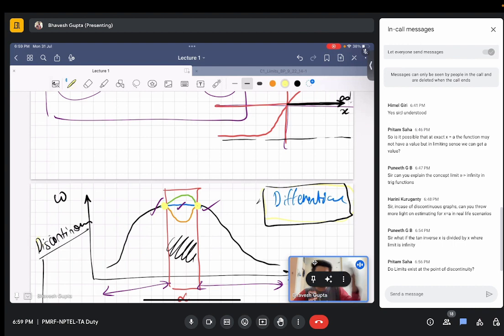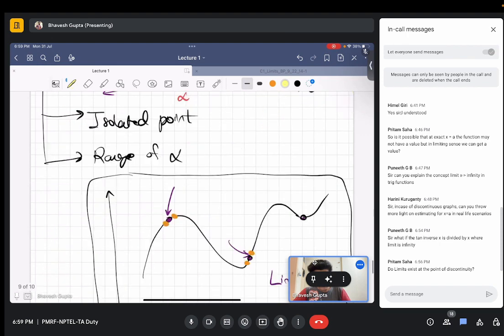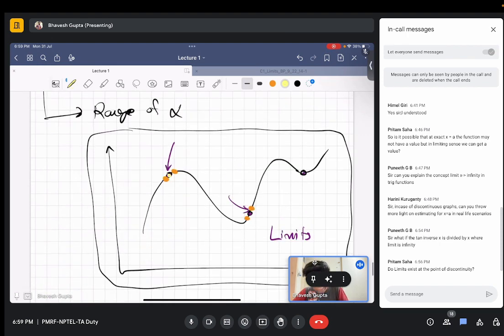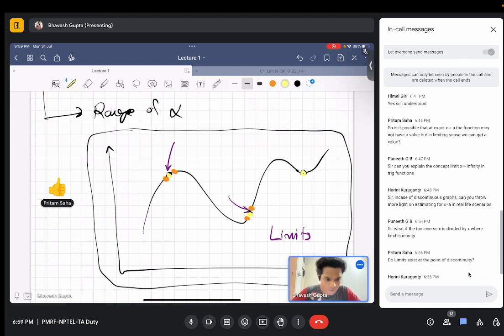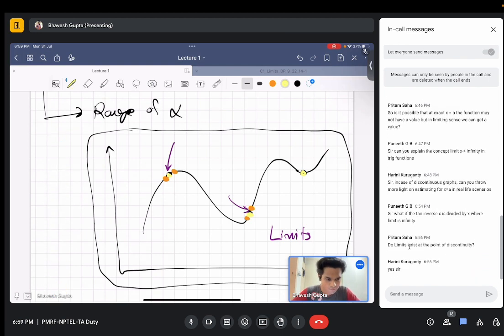We need a different set of tools to understand what happens in between. Limits fail. Limits at best will tell you what happened at the boundary. Limits will help you to understand these points. This kind of discontinuity you can understand with limits, where the discontinuity is because of isolated points, not because the whole range is missing, right? I hope this answers your question. Okay, yeah, Pritam. Okay, I got your answer.